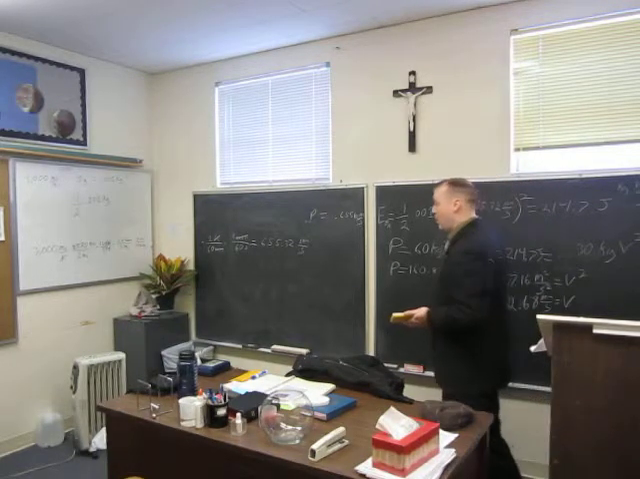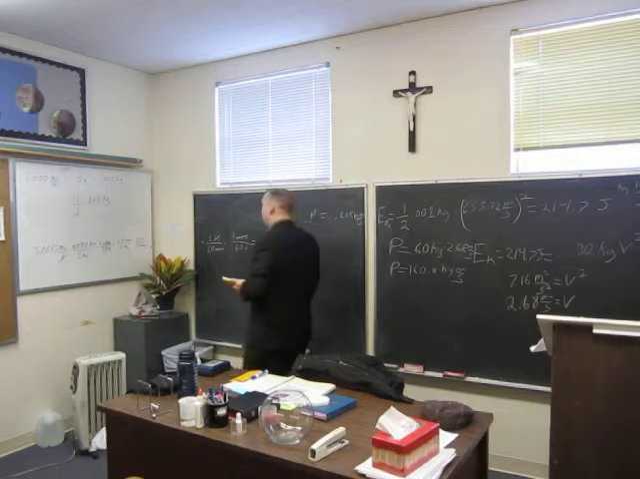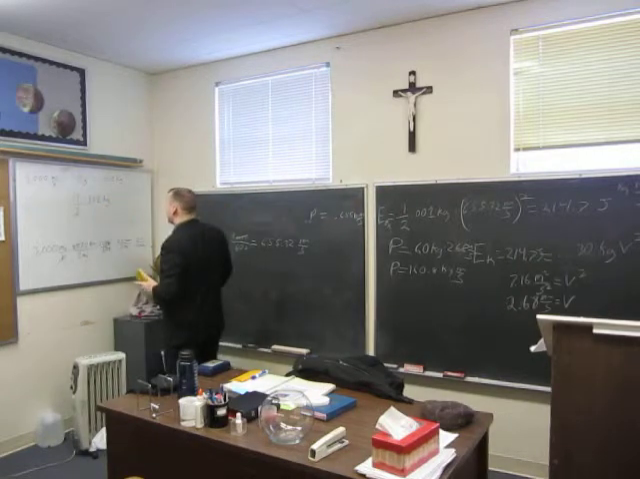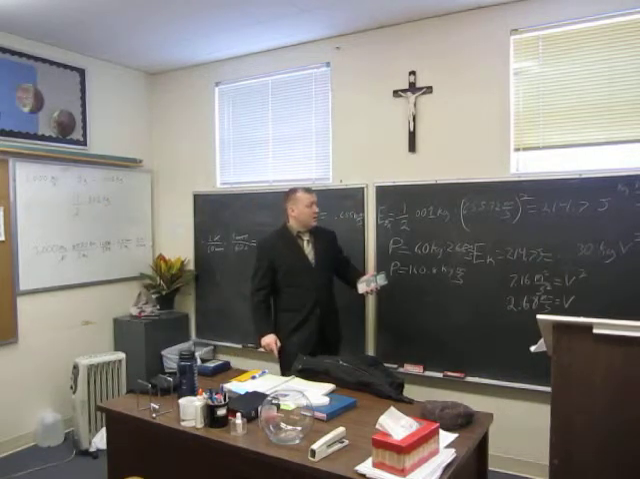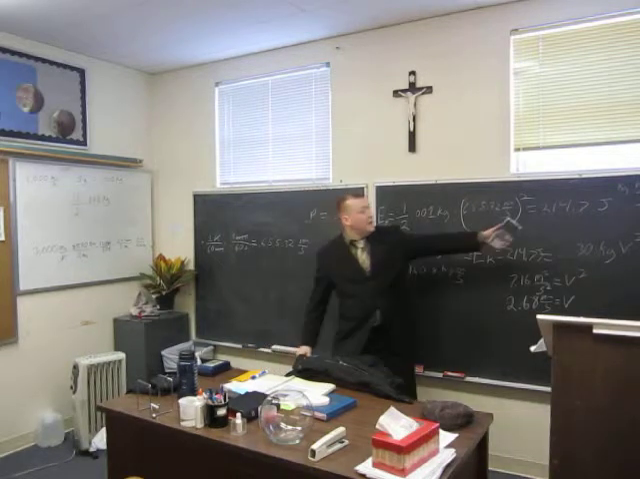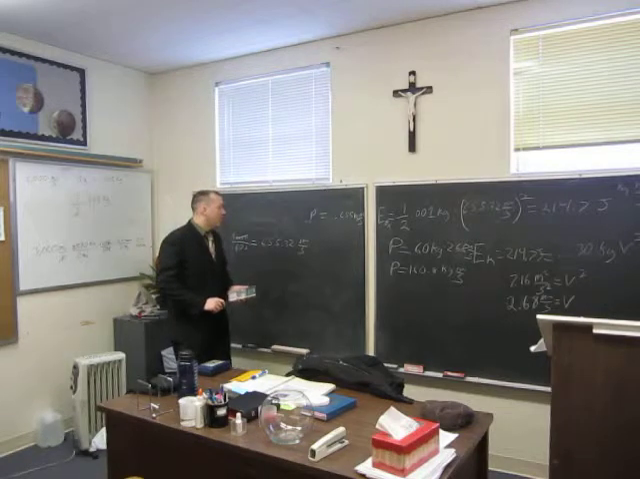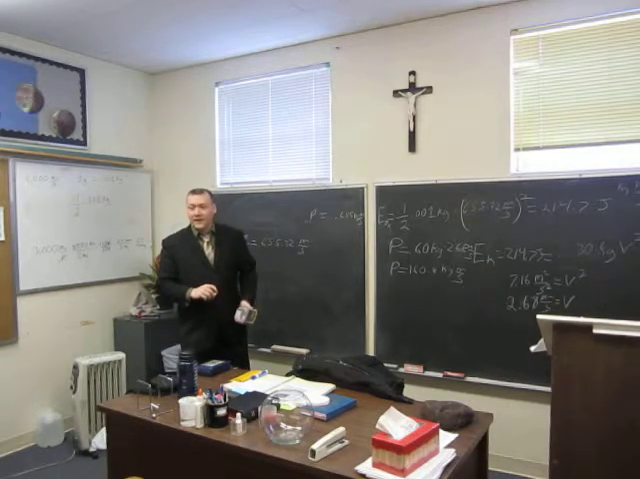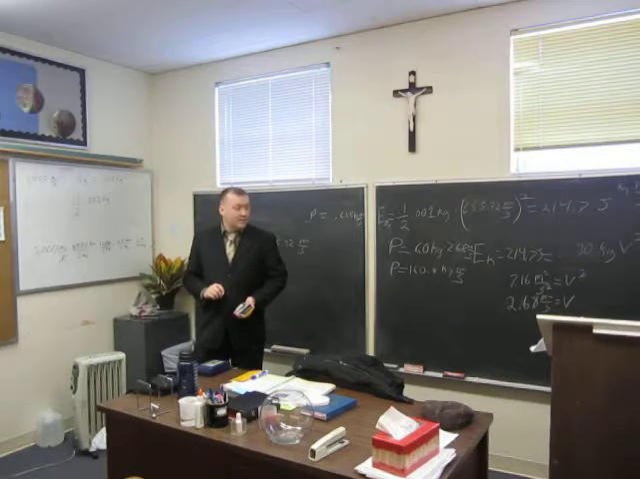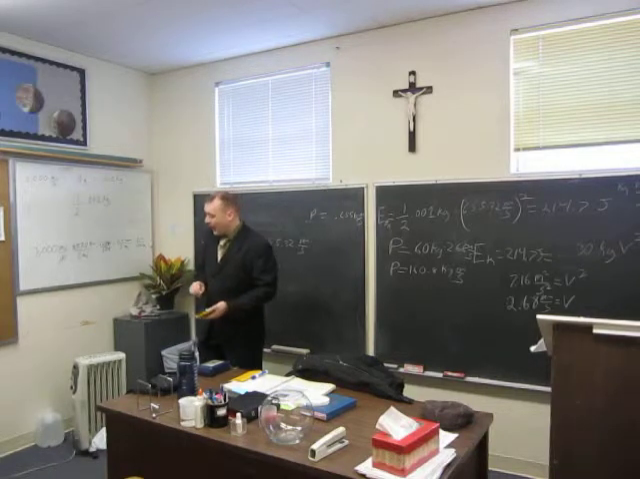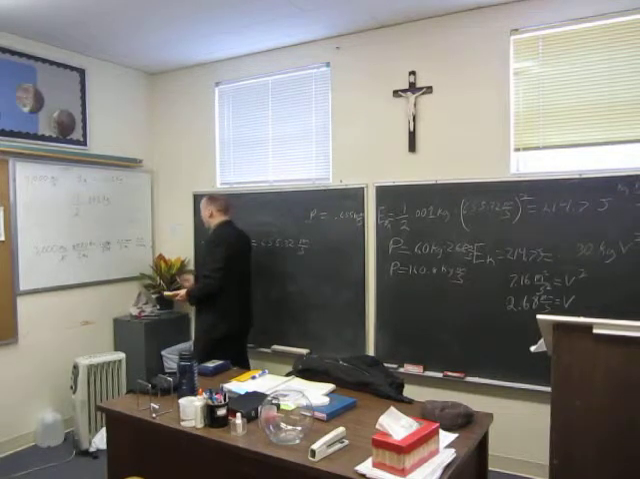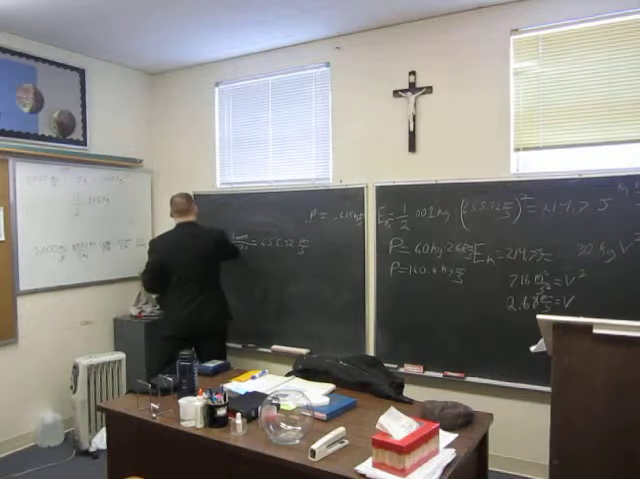Alright, now, what is that speed? So the bullet has to move 3,000 miles an hour to have this much energy. So how fast are you moving if you have that much energy? 2.68. And we've got to go back the other direction, right?